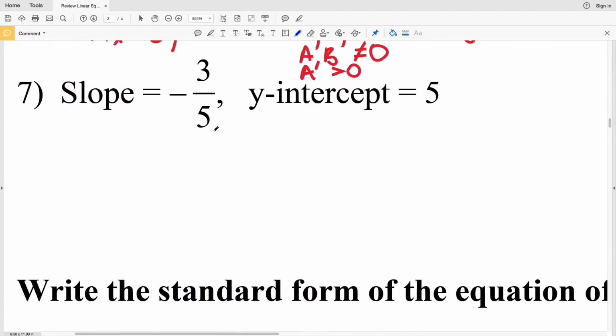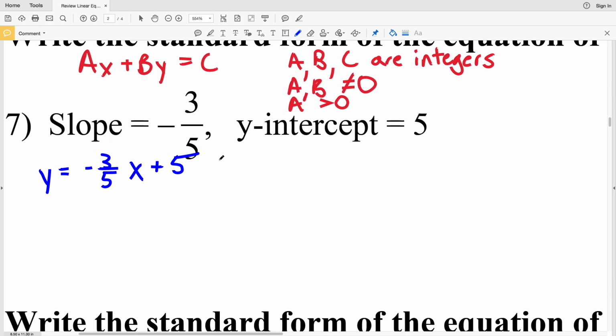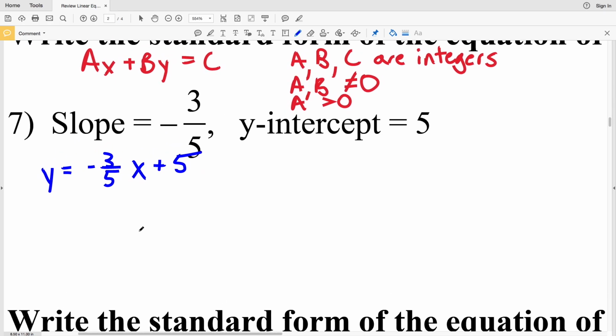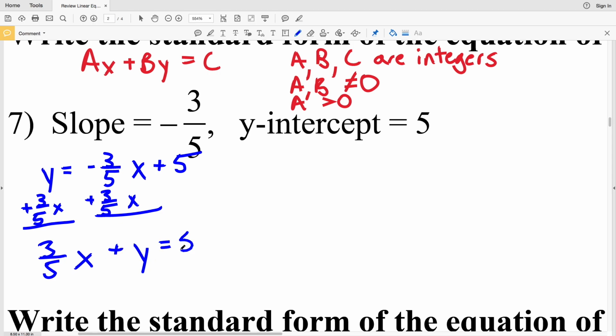In number 7, we're given that slope is -3/5 and the y-intercept is 5. So writing this in slope-intercept form, we can say y equals -3/5 x plus b, our y-intercept, of 5. In order to get to standard form, ax plus by equals c, we want x and y on the same side of the equation. So we're going to add 3/5 x to both sides. So I'll have 3/5 times x plus y equals 5.